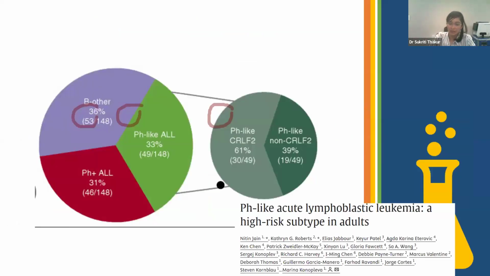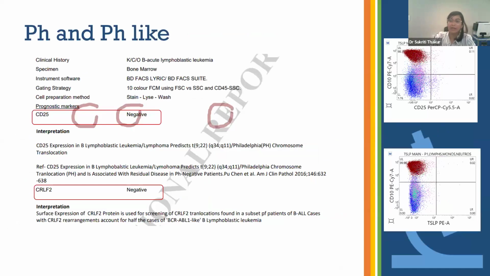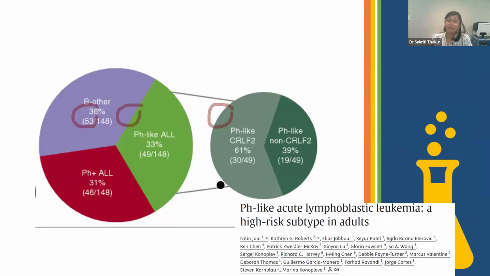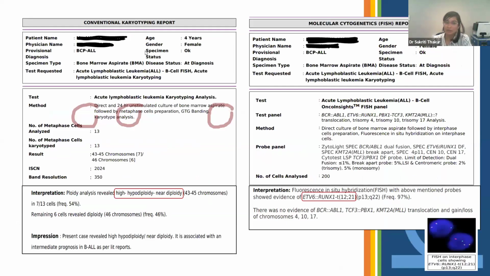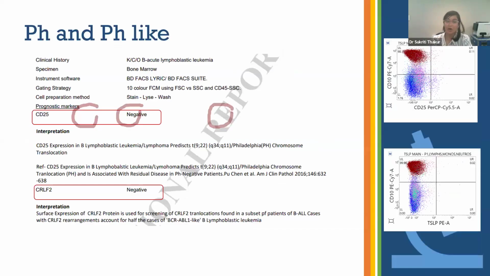Whereas normal cytogenetics, which will be given by the cytogeneticist, and the FISH report will take another 5 to 6 days. So this was the conventional karyotyping report of this case, which confirmed that yes, the patient has high hypodiploid. But we, being pathologists, gave the report as soon as possible, and it helped the patient's stratification.